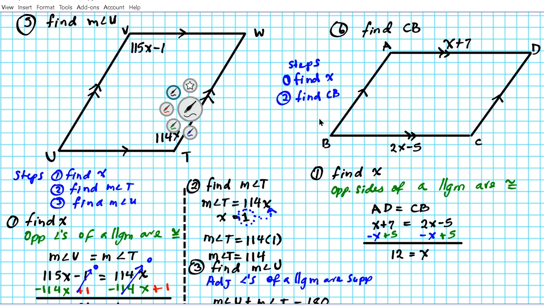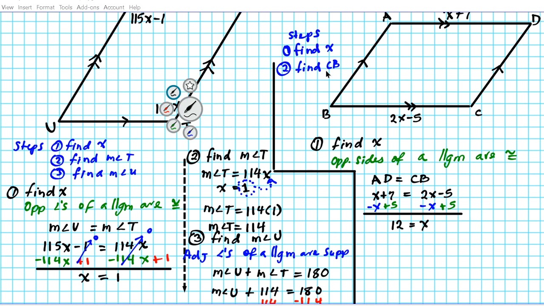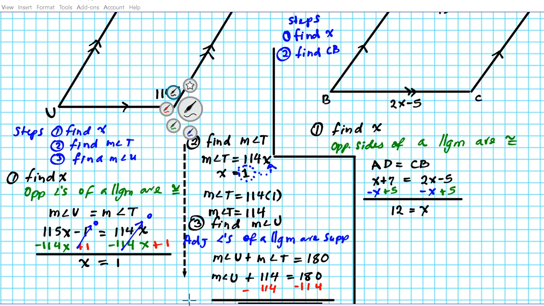Are we done with this problem? The answer is no. We're not done yet. We still have to do part 2, which is to find the length of CB, okay? All right, so let's use that. We know that x is equal to 12. The next part, part 2, is to find CB. Okay, we know that CB is given by the expression 2x minus 5, which is dependent on x, right?